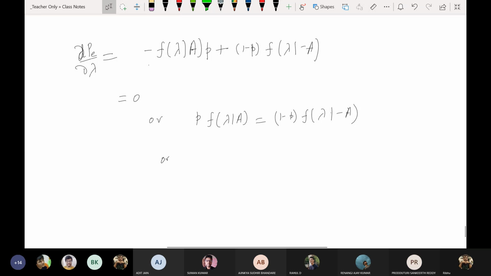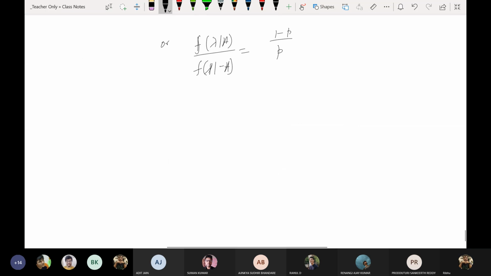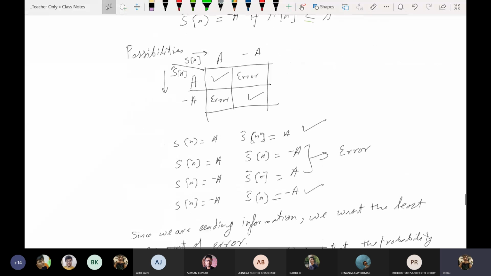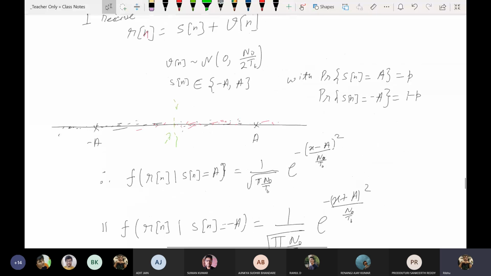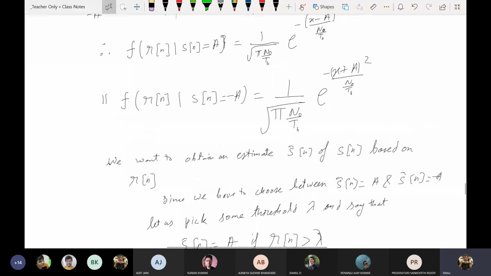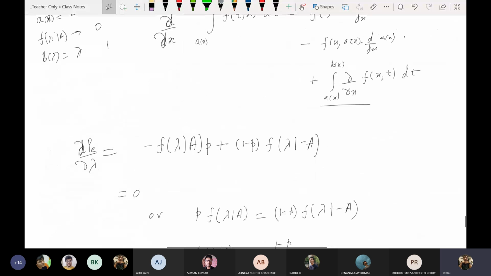Or we f lambda given a divided by f lambda given minus a equals 1 minus p over p. Fine. Now we substitute f lambda given a and f lambda given minus a. So this 1 over root pi N naught Tb cancels out in both the numerator and the denominator.